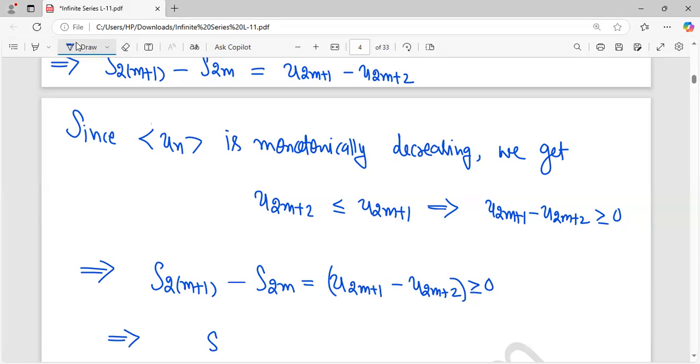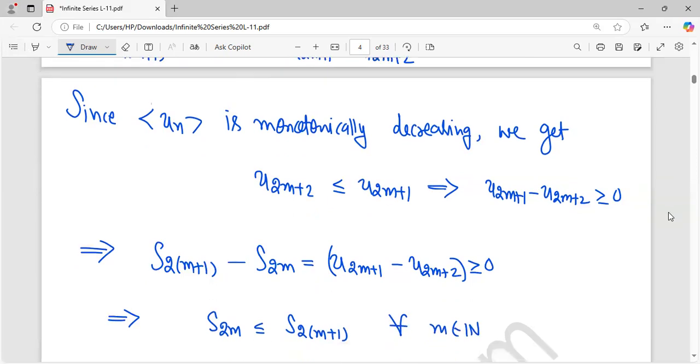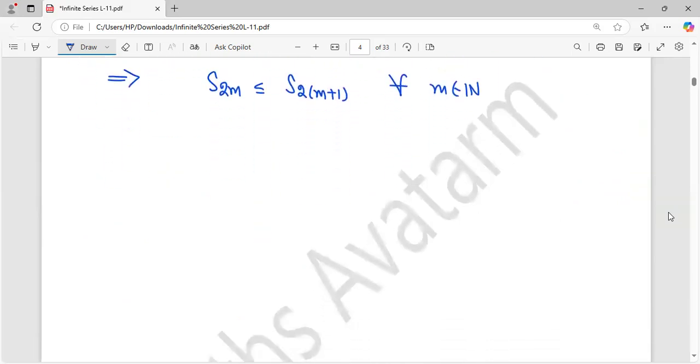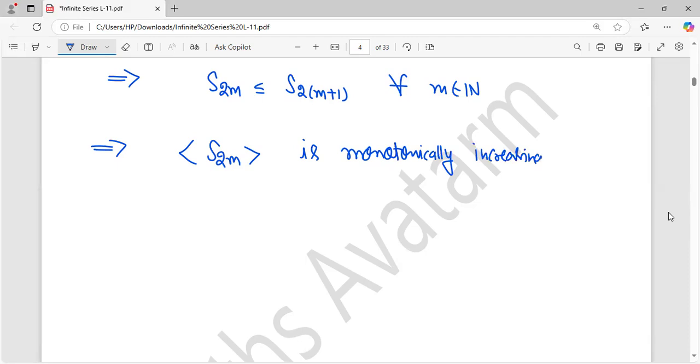So S_2m is less than S_2m+1 for all m belongs to N. Okay. So this sequence is a monotonically increasing sequence.